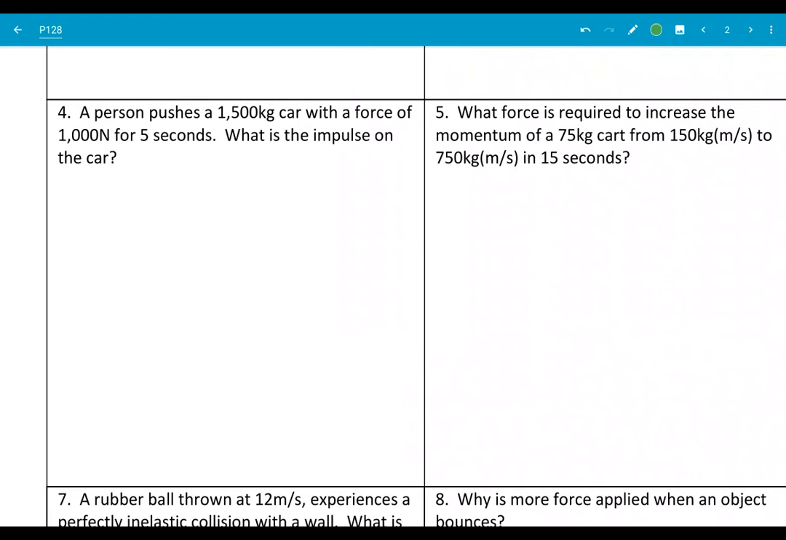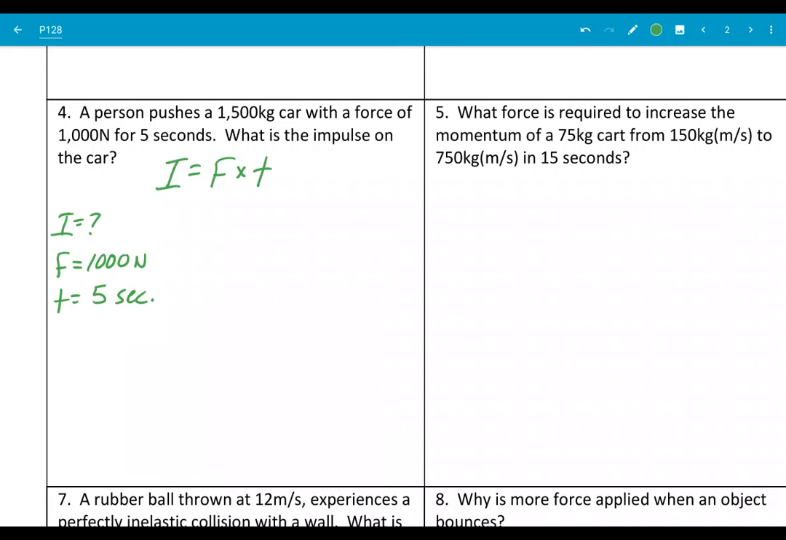Number 4, a person pushes a 1,500 kilogram car with a force of 1,000 newtons for 5 seconds. What is the impulse on the car? Remember, again, there's lots of different ways to calculate an impulse, but our main one is force times time equals impulse. So I is unknown. The force is 1,000 newtons. And the time is 5 seconds.